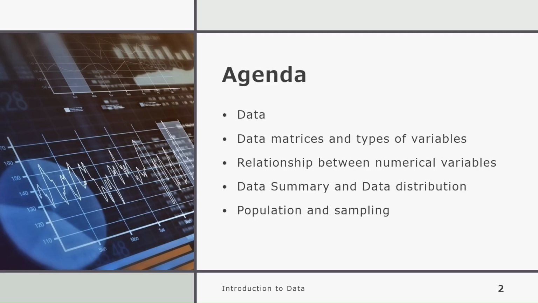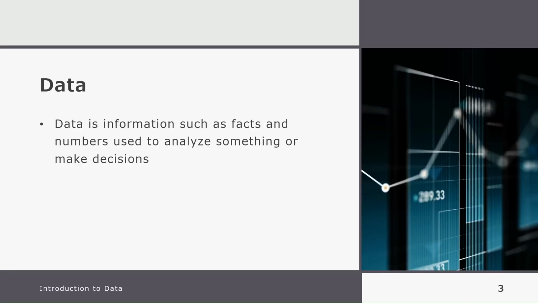Today we'll be discussing data matrices and types of variables, relationship between numerical variables, data summary and data distribution, and last we'll be discussing population and sampling.